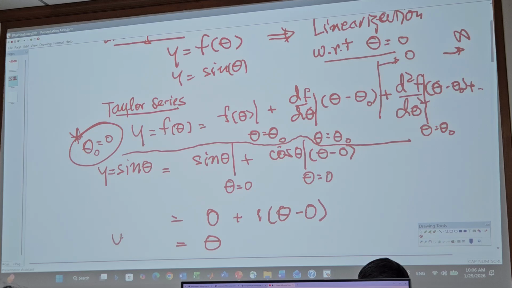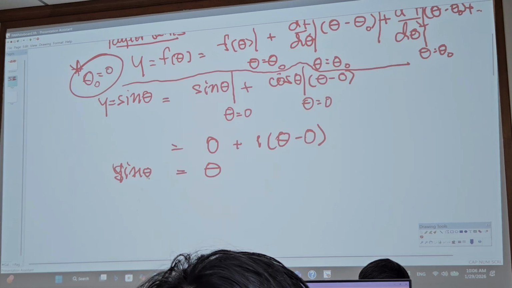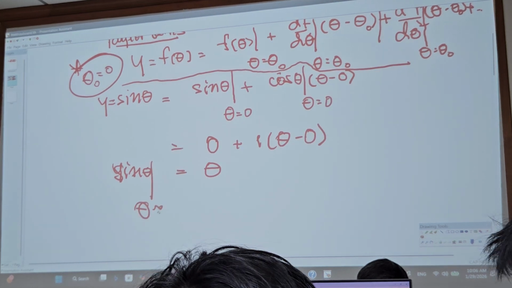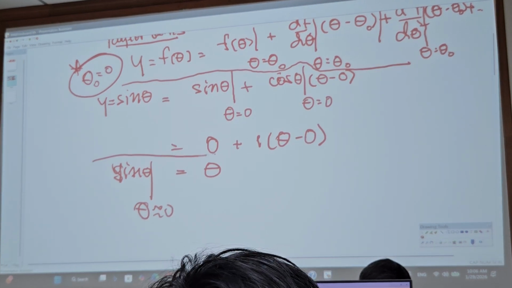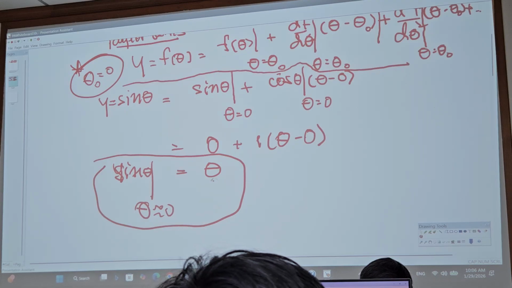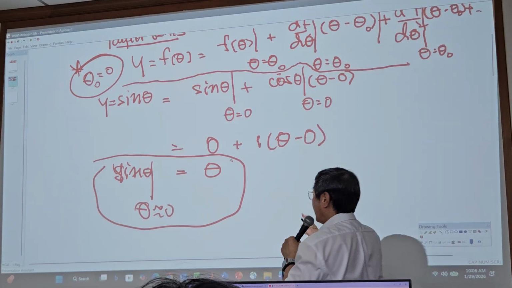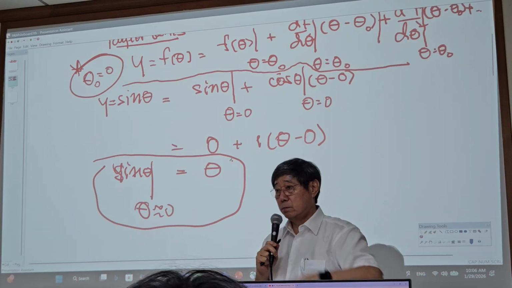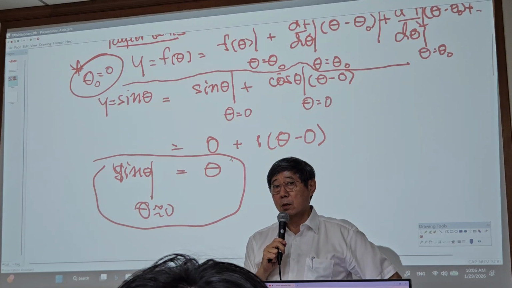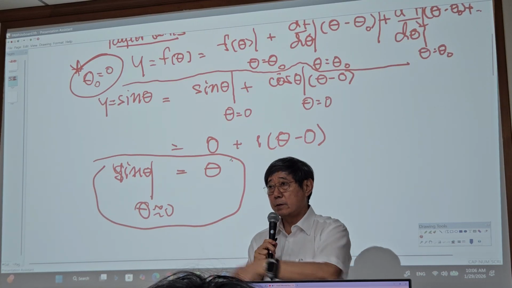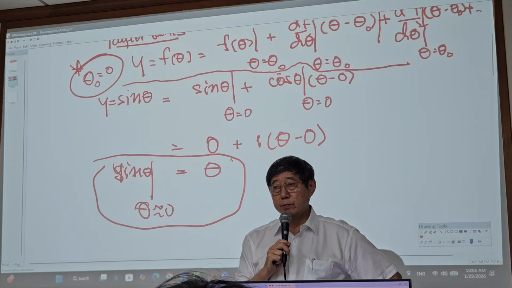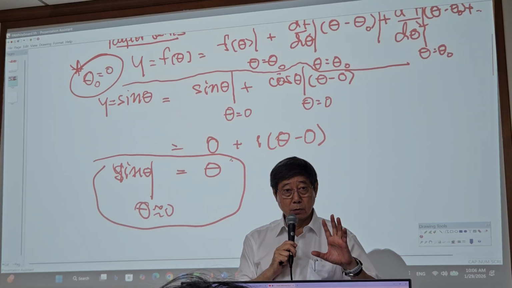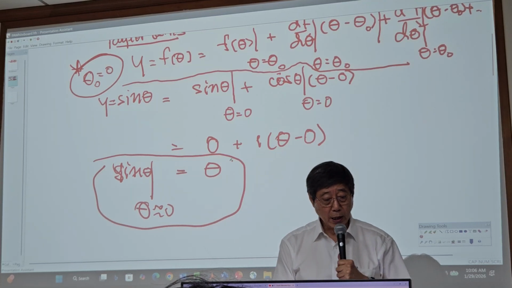So the linearization of sine theta, when theta is small, when theta approaches 0, is equal to theta. See? That's the proof. Good. You can do cos the same way, if theta is equal to 0. You can do the same.